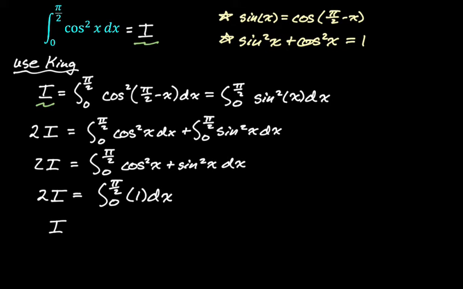I is going to be 1/2. If we integrate that, it's just x, and then you're going from 0 to pi over 2. So that's just pi over 2 minus 0. And then that's just pi over 4. And you have the answer.